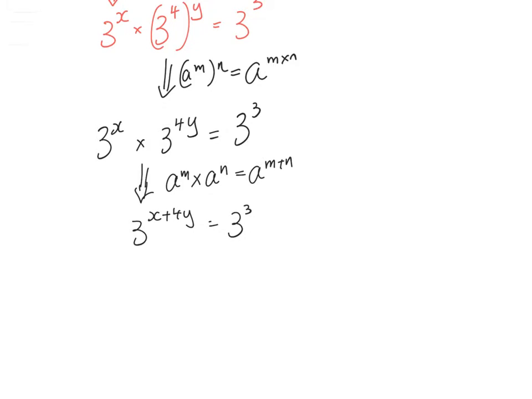And again, from here, what we do next is we use the fact that if a to the power of p equals a to the power of q, then p equals q. I'll write that down here: x plus 4y equals 3, and that is my equation 1, and we are done.